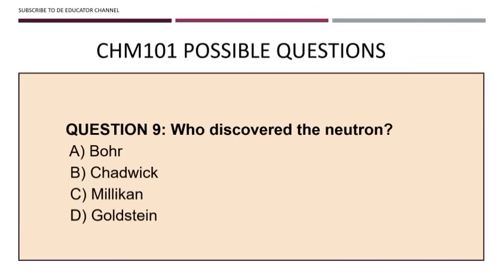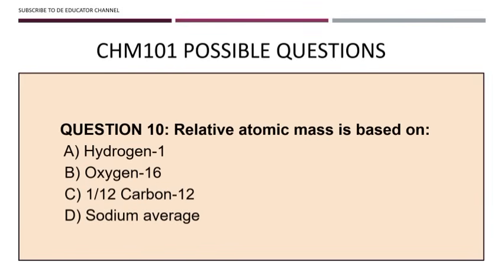So the next question, who discovered the neutron? This one is a bonus question also. The neutron was discovered by Chadwick, James Chadwick, in the year 1932, alright? Number 10, relative atomic mass is based on carbon 12, right? This one is also simple, carbon 12.